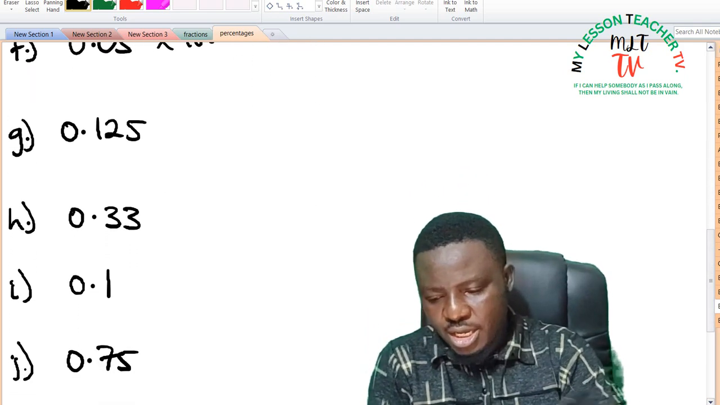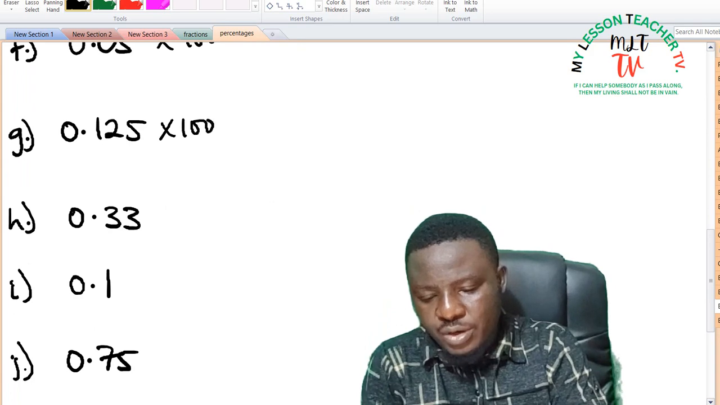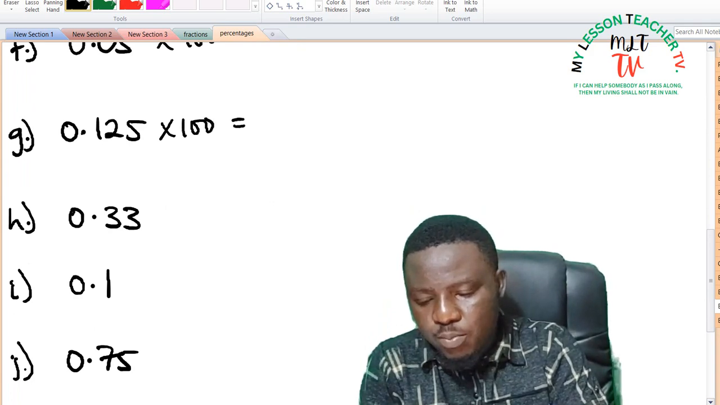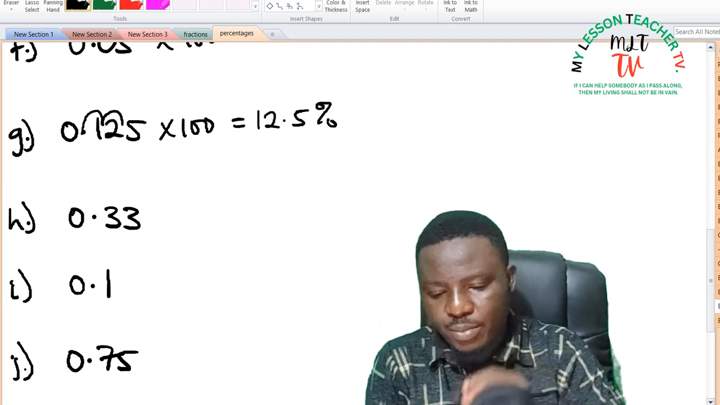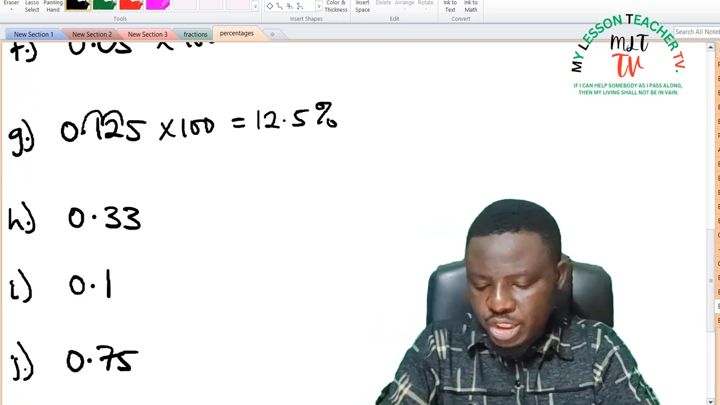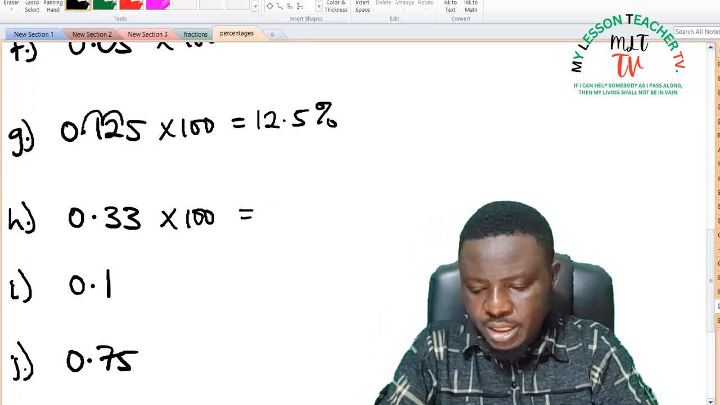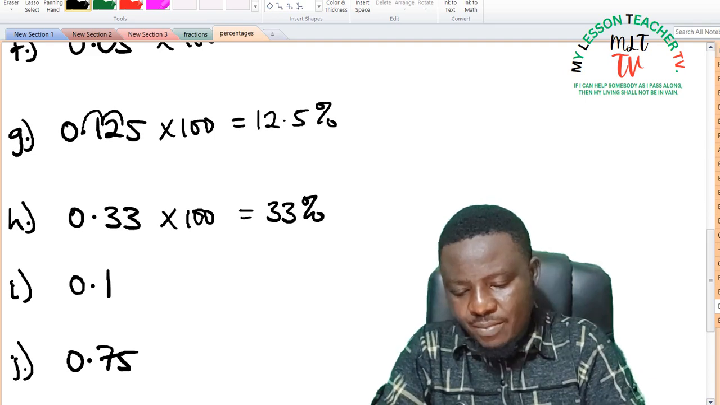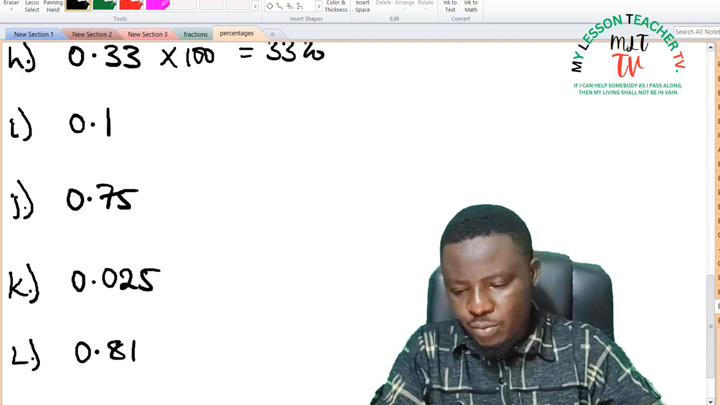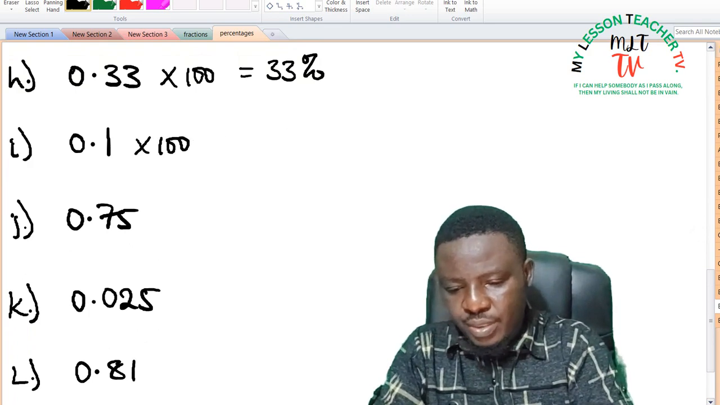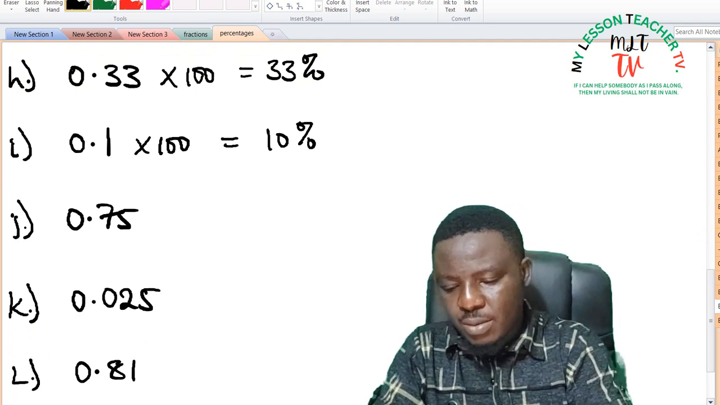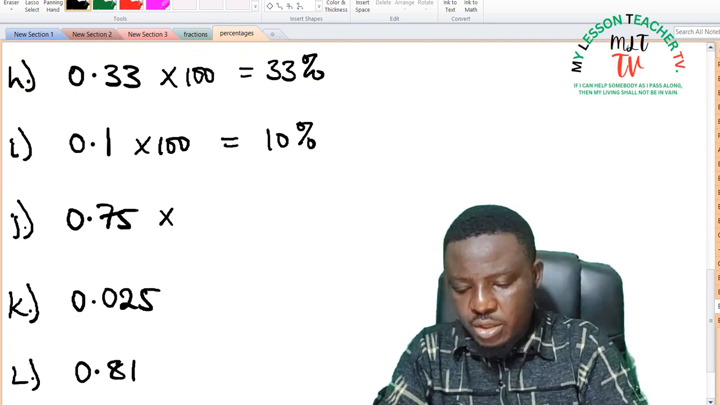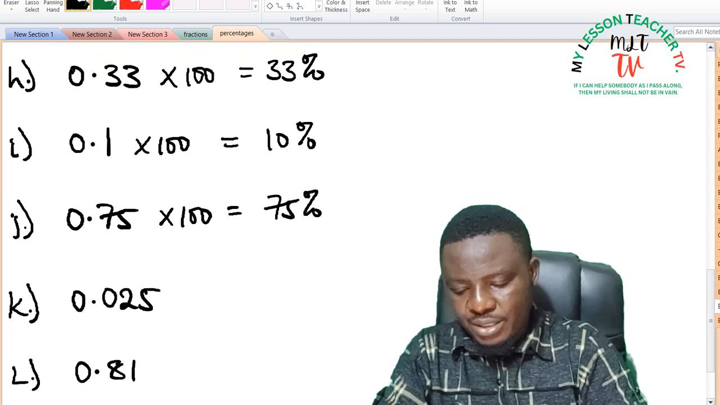5%. G, you multiply by 100, this is equal to, when you move the decimal point twice, it gives you 12.5%. I hope you are following. H, you multiply this by 100, it gives you 33%. While I, when you multiply it by 100, it is said to be equal to 10%. For you move the decimal point twice. J, you multiply it by 100, this is said to be 75%.